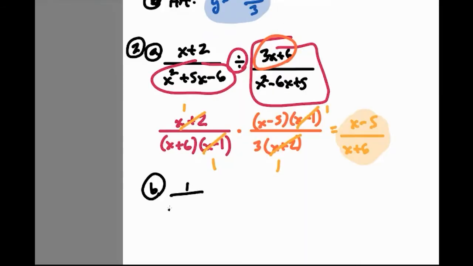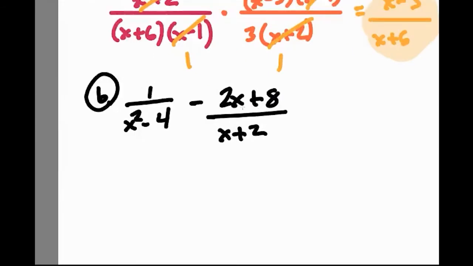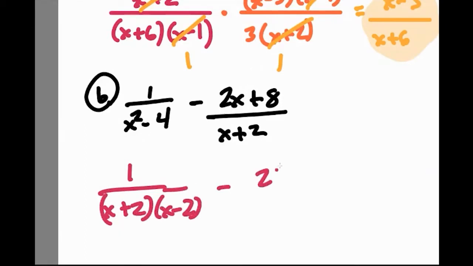B, 1 over x squared minus 4 minus 2x plus 8 over x plus 2. All right, so we need common denominators here. So the first thing I'm going to do is factor everything that I can factor. So this is going to be 1 over x plus 2 times x minus 2 minus 2 over x plus 4. Probably don't really need to factor that, but that's okay.